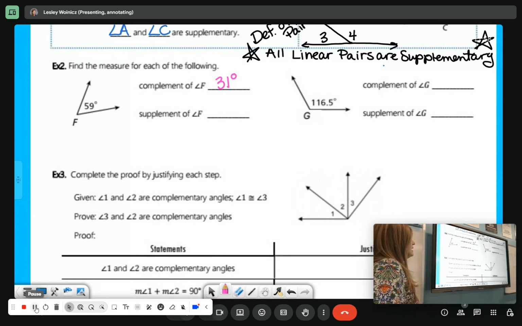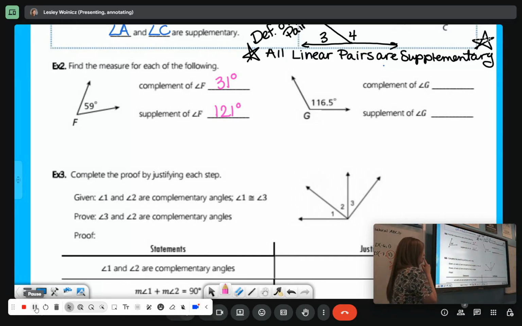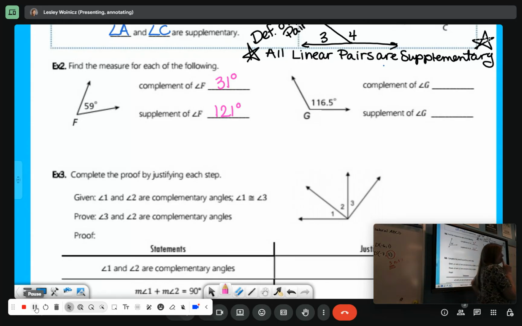Okay, what would the supplement of F measure? Okay, so I just subtracted 59 from 180, right? Okay. Can you guys do this one?